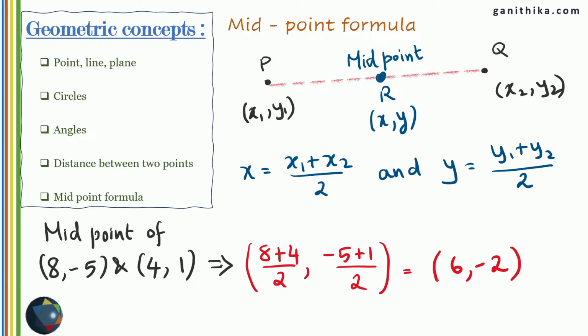This is very simple, right? You just need to remember this midpoint formula. You may not be taught this in your DP classes, so better remember this: x1 plus x2 over 2, y1 plus y2 over 2 will give you the midpoint of x1, y1 and x2, y2.